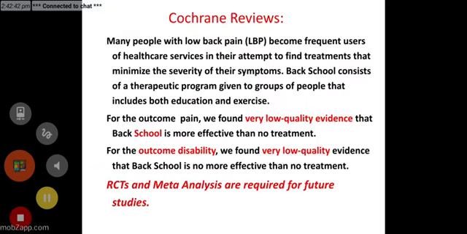Now, Cochrane reviews. Many people with low back pain become frequent users of healthcare services in their attempt to find treatment that minimizes the severity of the symptoms.